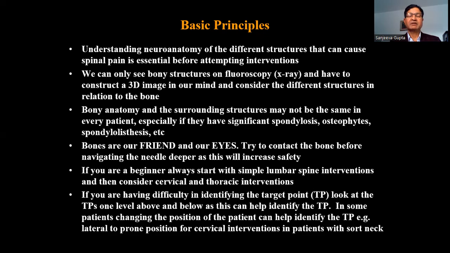These higher level interventions like cervical and thoracic are much less forgiving. If you're having difficulty identifying the target points, look at the target points one level above and one level below. This can help to identify the target points in question. This is extremely important, especially when there is excessive spondylolisthesis or spondylolysis, or when there is osteoporosis. And sometimes, if you can't see the target points appropriately, change the position. Like in cervical procedures, especially when I've had difficulty identifying the target points in the lateral position, I have tried supine and sometimes even prone position to see if I can see the target points and landmarks for the target points, and then proceed with the procedure.